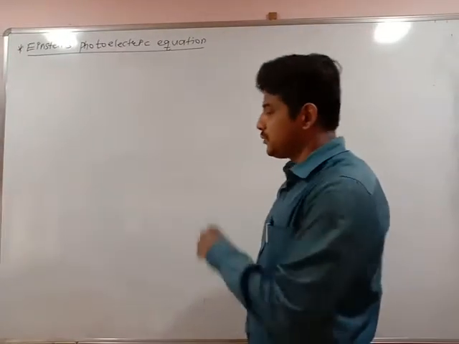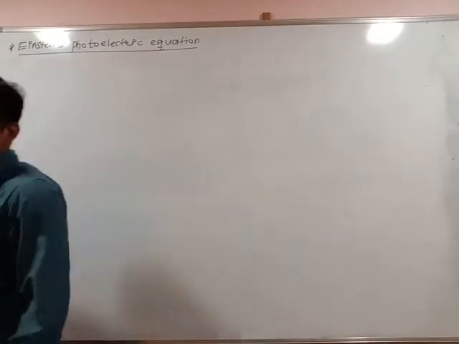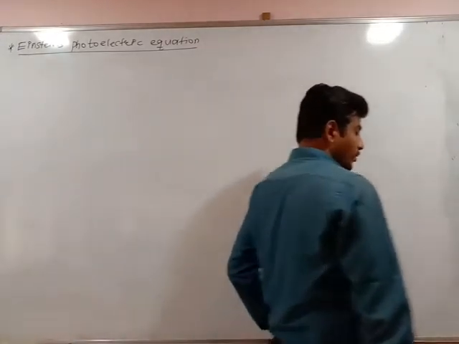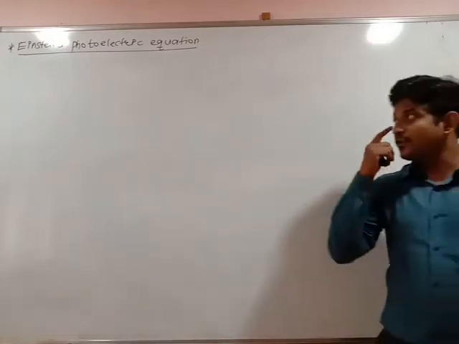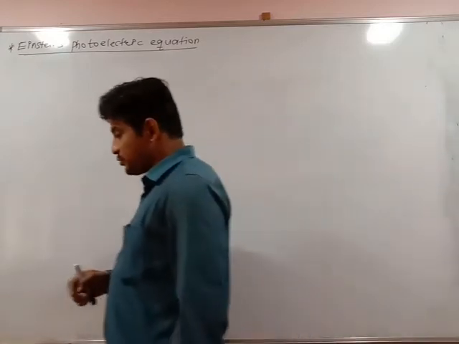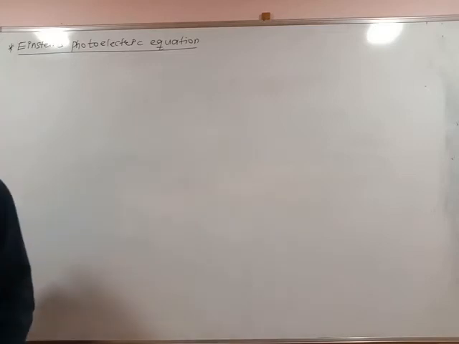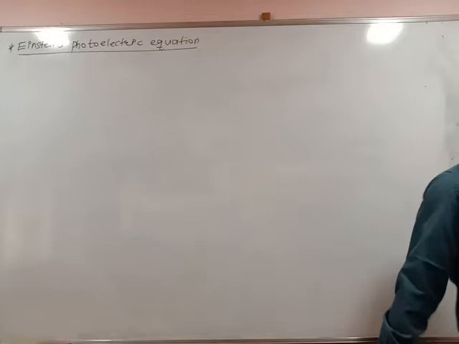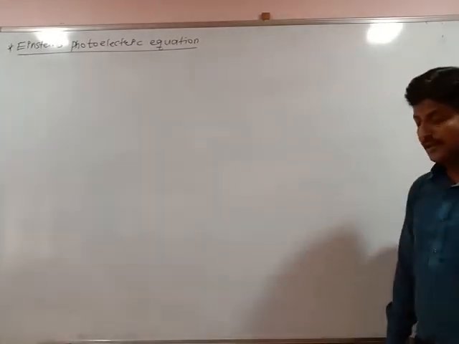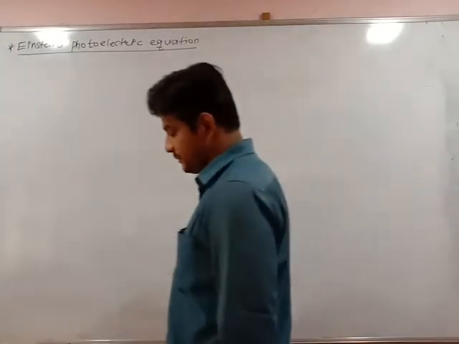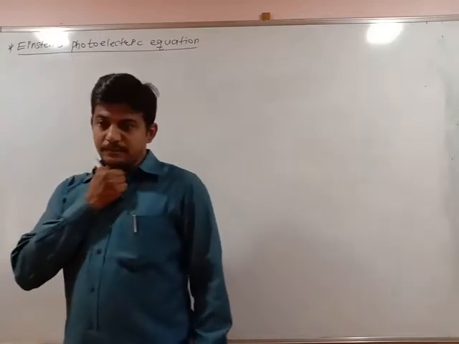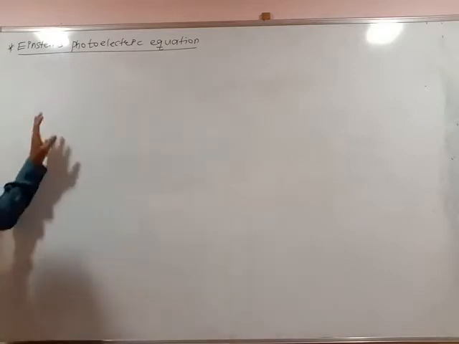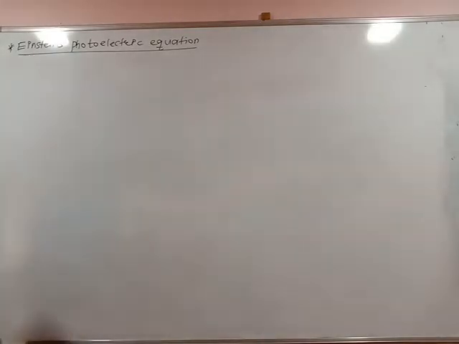Today we are going to discuss the next and important point of the chapter, that is Einstein's photoelectric effect. Of course, this photoelectric effect was discussed by the scientist Albert Einstein, and for his discovery he got the Nobel Prize in the year 1921. So this is the important point of this chapter, Einstein's photoelectric equation.